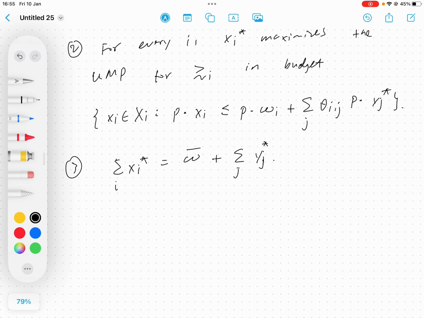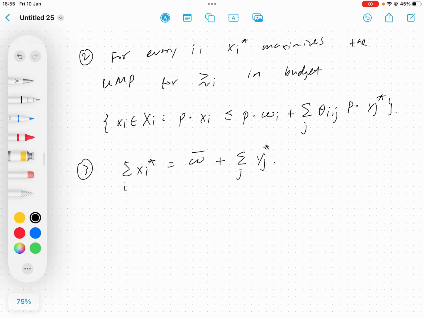Okay, so that's the introduction to this Walrasian equilibrium, and later we're going to show some properties and establish some results related to this. Okay. All right. So that would be the section in 16.B.